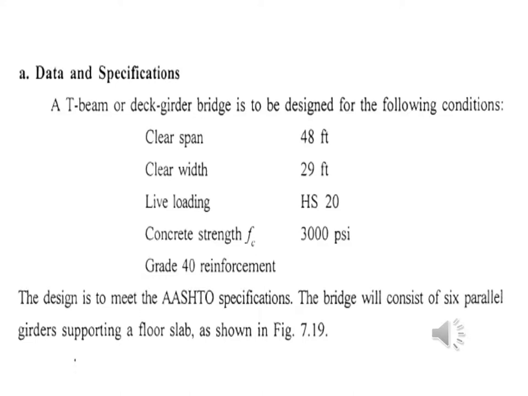So we provide the data and the specification. A deck girder bridge is to be designed for the following conditions. The clear span is 48 feet, clear width is 29 feet, live loading is HS20, concrete strength is 3000 PSI, and grade 40 reinforcement is applied. The design is to meet the AASHTO specifications. The bridge will consist of six parallel girders, supporting the floor slab, as shown in figure 10.19.